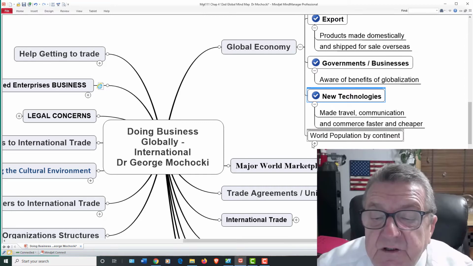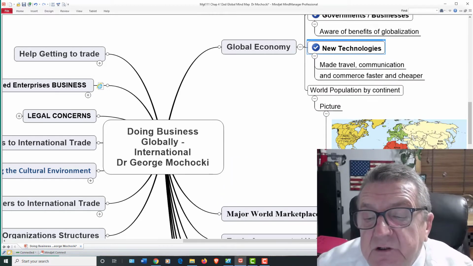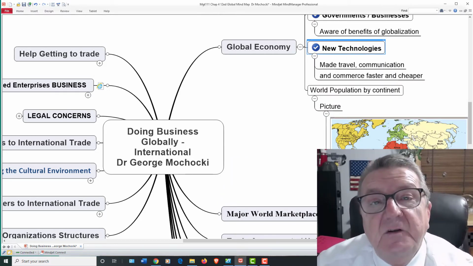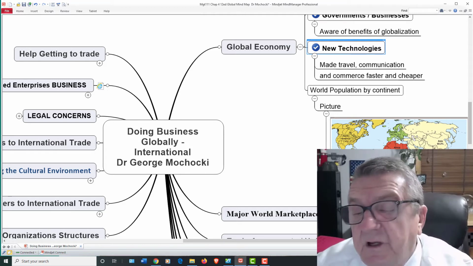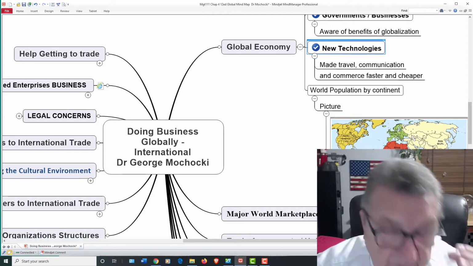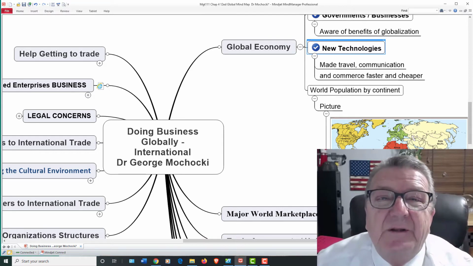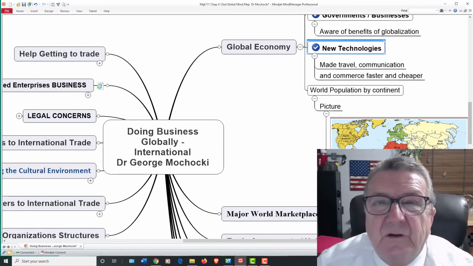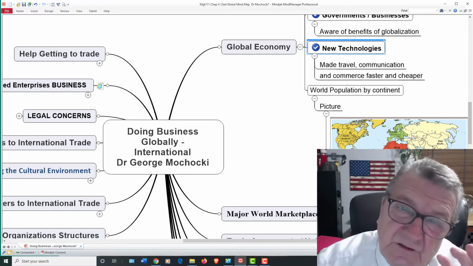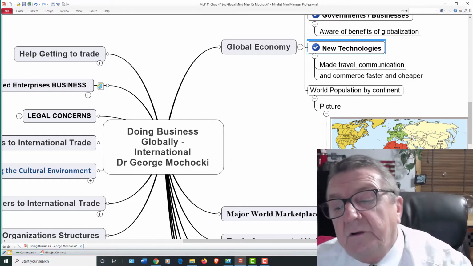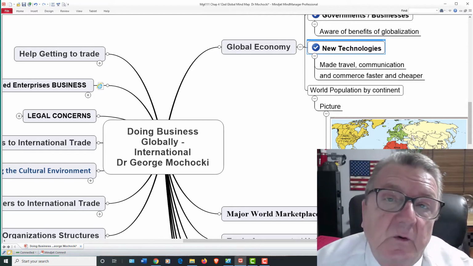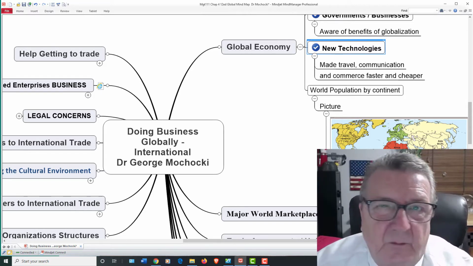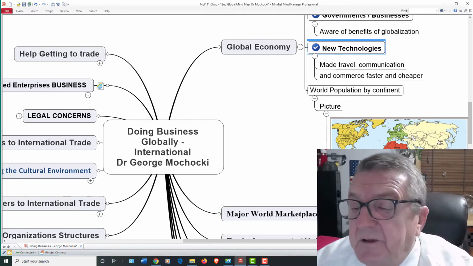Okay, world population by continent. Now, I've got a picture here. Looking at this, basically the U.S. is about 8% of the world population, Africa 14%. But when you look at the factors of production, they have a lot of people, but they don't have the wealth, the facilities, the structure. But even though work is going there, Asia, and that includes, for lack of better words, China and India, 1.5 billion for each country, that's 60%.